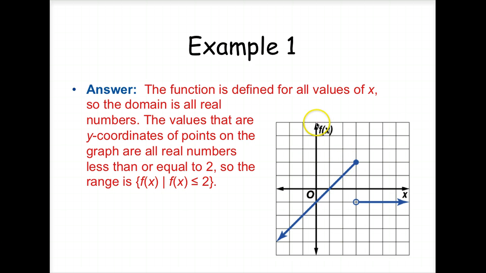Now let's look at the range. Well, the range is limited. The highest the range goes is 2, right? But it keeps on going down. So our range is f of x such that f of x is less than or equal to 2.